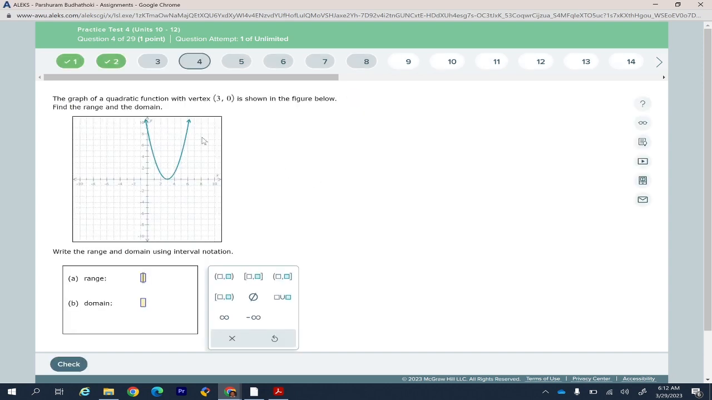Number 4, the graph of a quadratic function with the vertex 3, 0 is given here. The range always starts from the minimum value and goes up to infinity if it's concave up. In this case, it's concave up, so use a closed bracket on the left, starting at 0. You see the y value is 0 and it's going up to infinity. The domain is all real numbers, because domain means the x coordinate, x values. It's going from -infinity to +infinity.